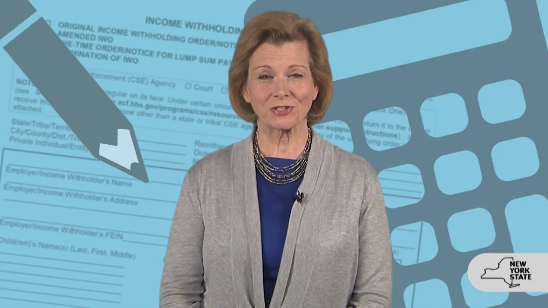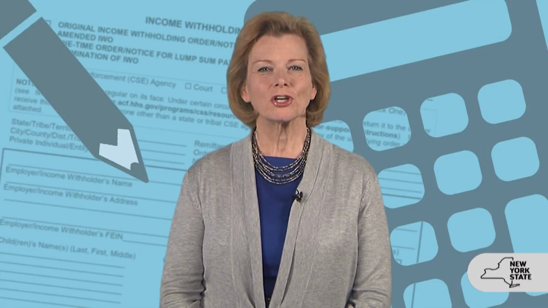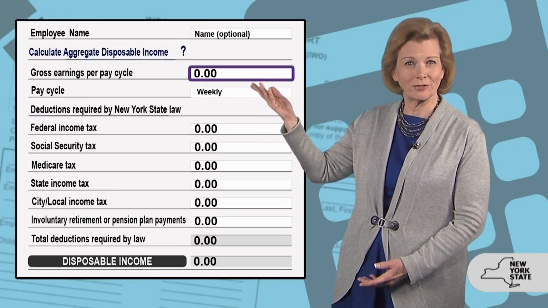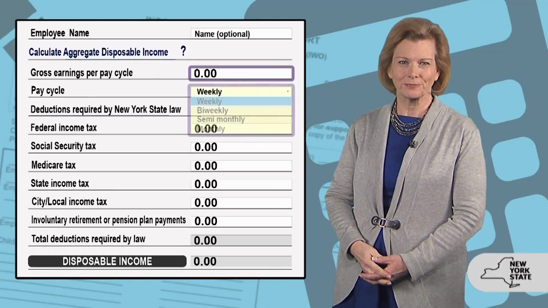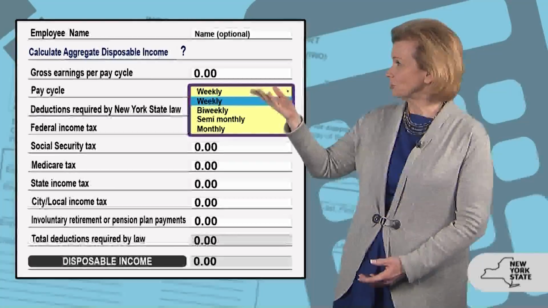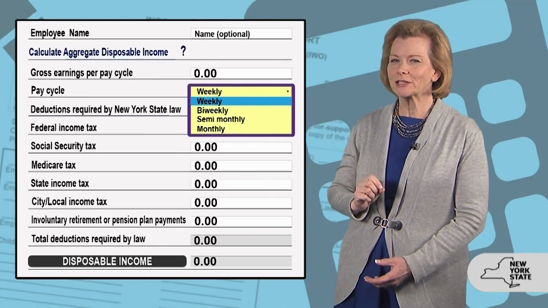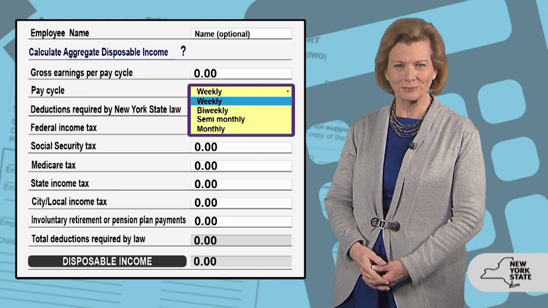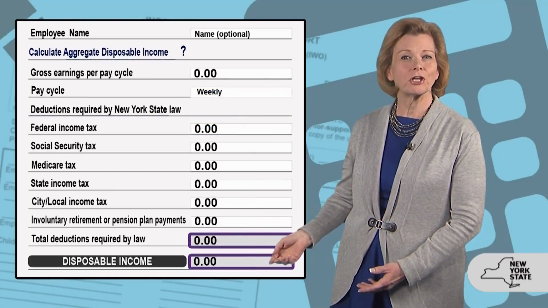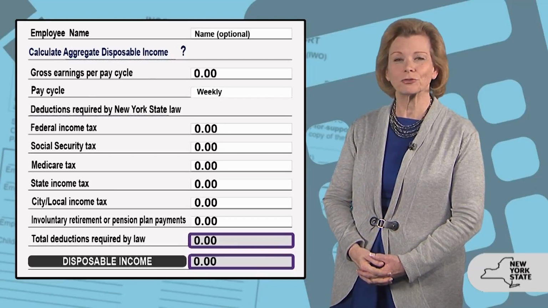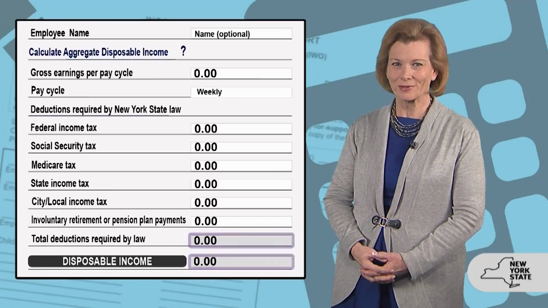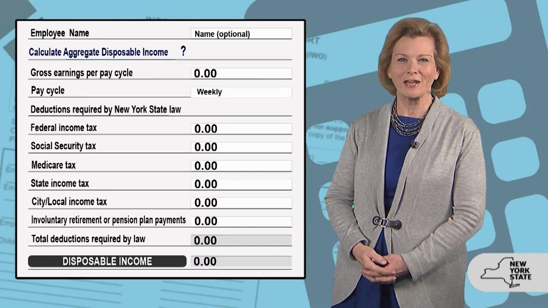There are three types of data fields: input fields, drop-down menu fields, and calculated fields. Input fields, such as gross earnings per pay cycle, require you to enter data. Drop-down menu fields, such as pay cycle, allow you to select the appropriate option from a list of choices when you click the downward arrowhead. Calculated fields are shaded gray, and their contents result from data you enter or selections you make in the other two types of fields. Clicking on a button performs an action.